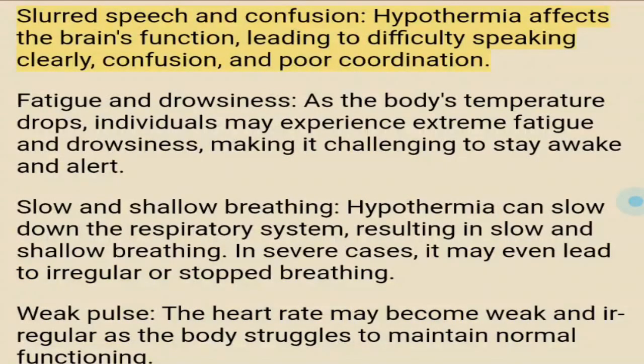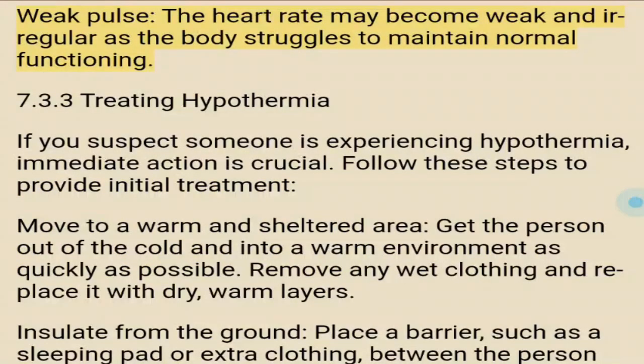Slurred speech and confusion. Hypothermia affects the brain's function, leading to difficulty speaking clearly, confusion, and poor coordination. Fatigue and drowsiness. As the body's temperature drops, individuals may experience extreme fatigue and drowsiness, making it challenging to stay awake and alert. Slow and shallow breathing. Hypothermia can slow down the respiratory system, resulting in slow and shallow breathing. In severe cases, it may even lead to irregular or stopped breathing. Weak pulse. The heart rate may become weak and irregular as the body struggles to maintain normal functioning.